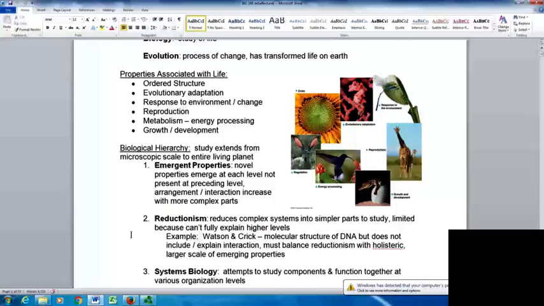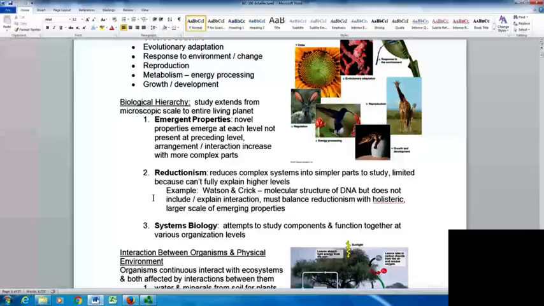When you look at things, we will use reductionism to do this. You'll reduce the complex systems into simpler parts to study. Part of the reason we do this is it's just, frankly, too much information and very overwhelming to look at the whole thing at once. So this allows us to study things in smaller parts.